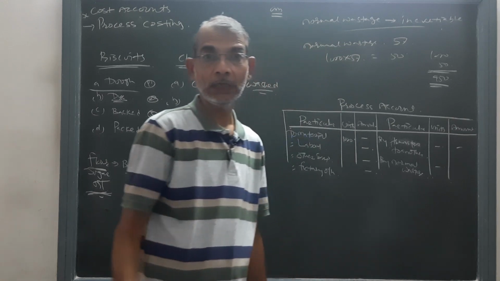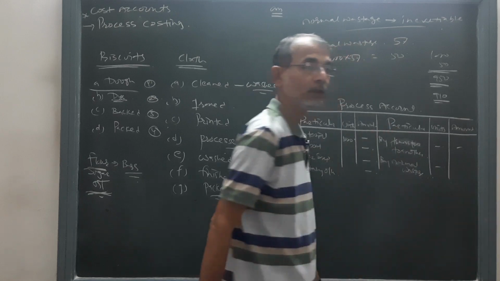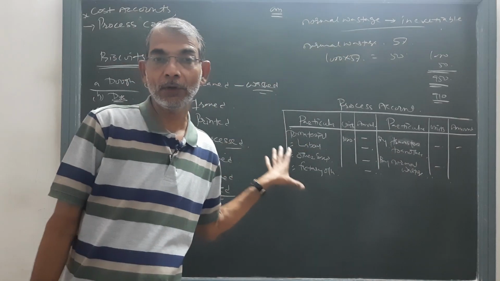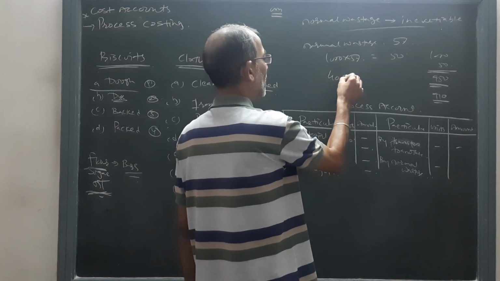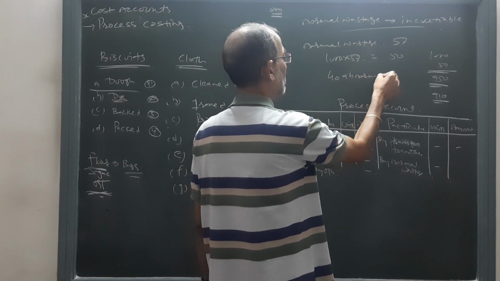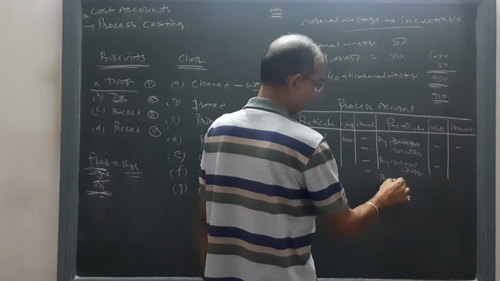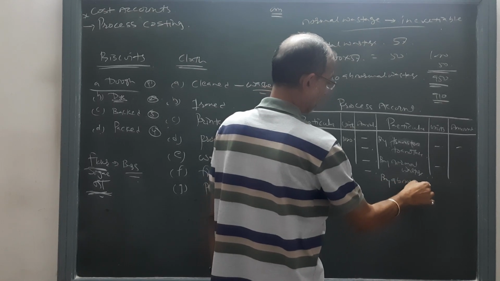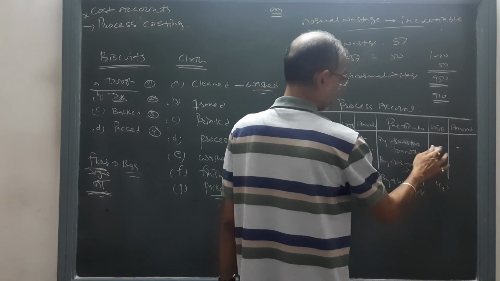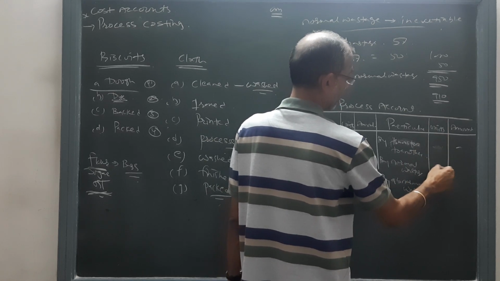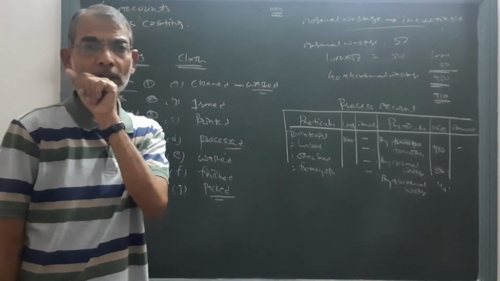But suppose we got 910 units manufactured in the particular process, that means 40 units are abnormal wastage. So that will be written on the credit side. Normal wastage was 50, so 910 units will be transferred to another process.